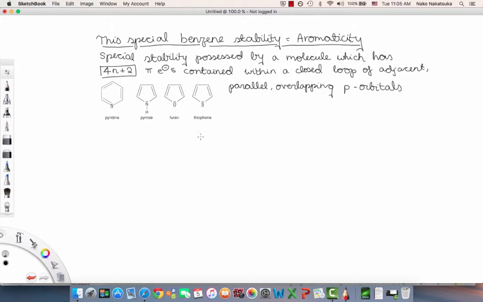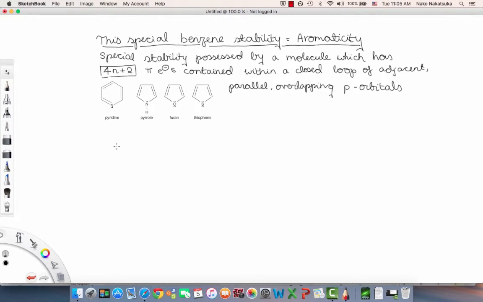But now I'm going to give you an actual definition of what aromaticity means. And this is the special stability possessed by a molecule which has 4n plus 2, where n is an integer, pi electrons contained within a closed loop of adjacent, parallel, overlapping p orbitals. And so I'm going to show you now how to predict aromaticity. And there's 3 requirements that are basic in order to figure out whether something is aromatic or not.